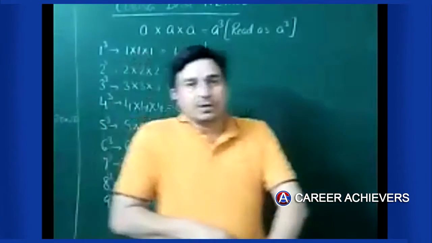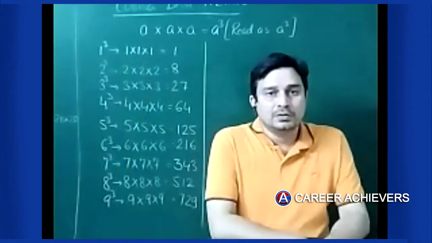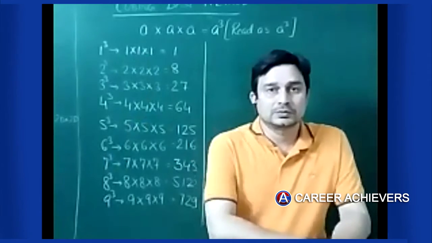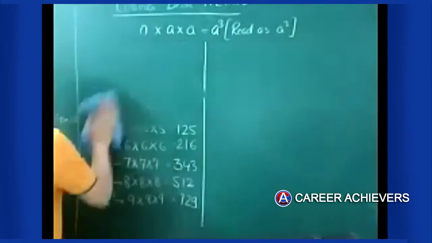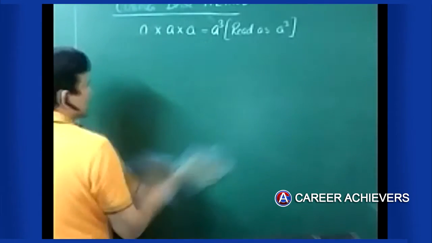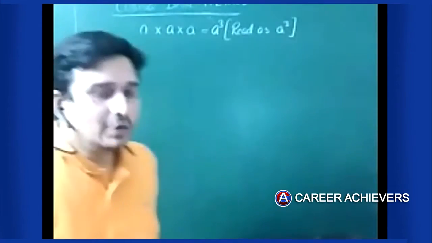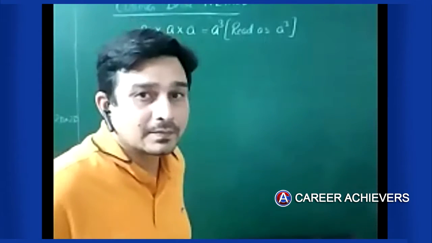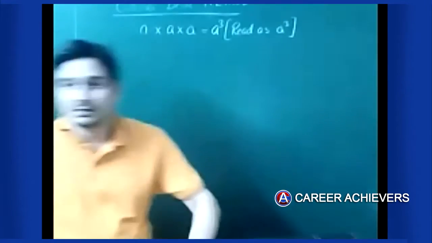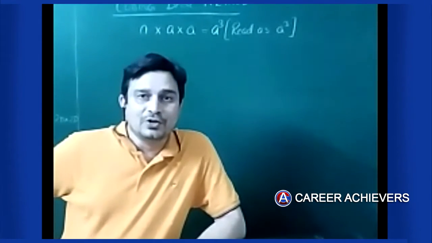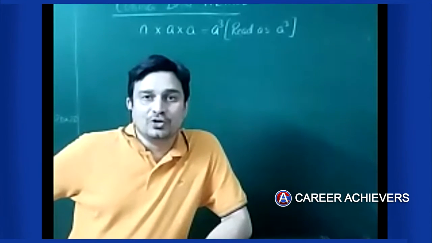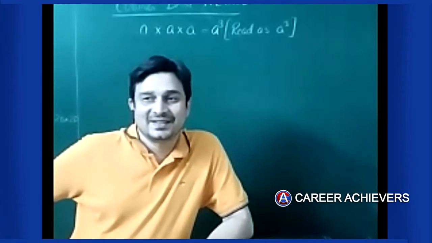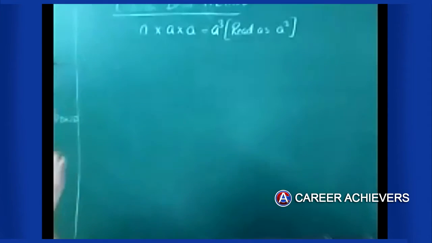Okay, now I'll be asking you. 5 cube, 125. 6 cube, 216. 7 cube, 343. 2 cube, 8. 5 cube, 125. 7 cube, 343. 9 cube, 729. Yeah, correct. Okay. Now let us understand base method.